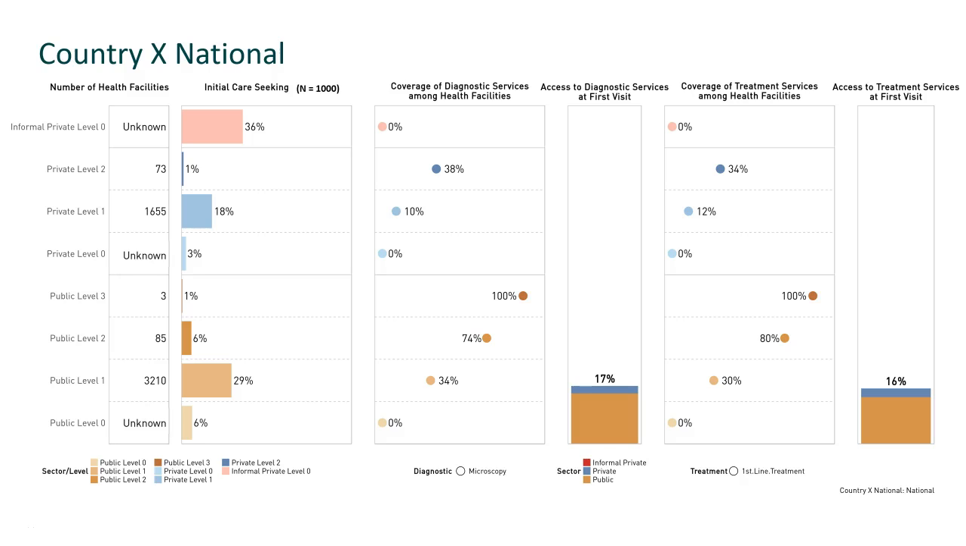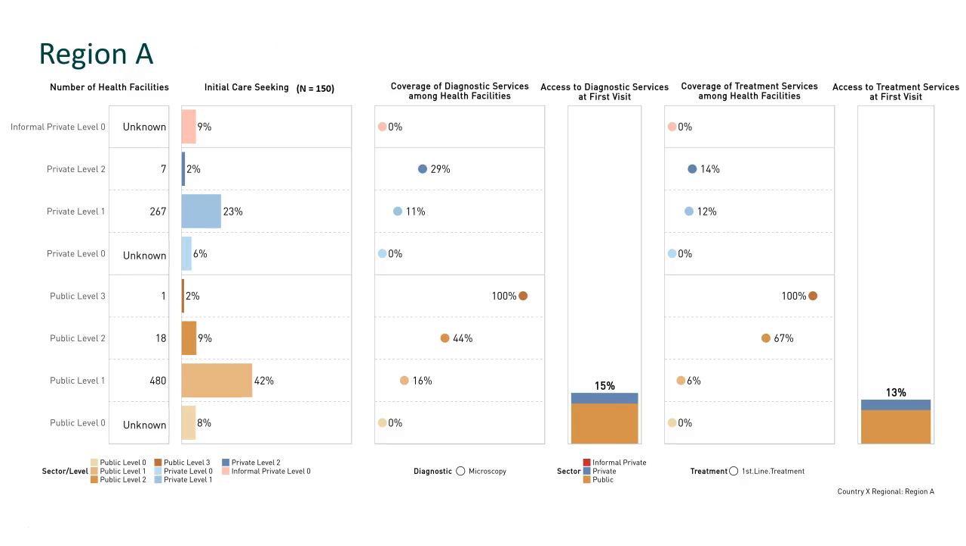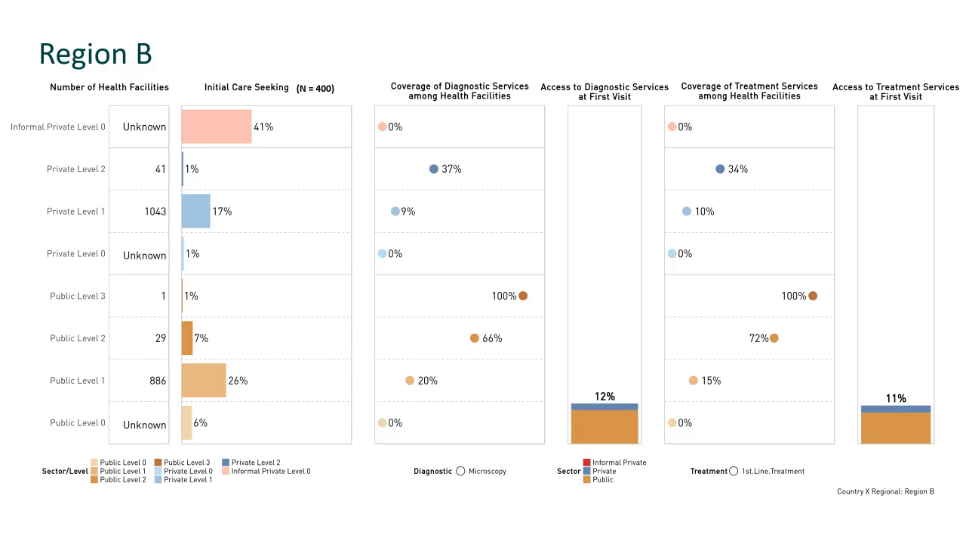In addition to looking at the requirements for a national level PPA, we'll look at the example of the Country X regional PPA, which results in a separate visual for each of the country's 5 regions.